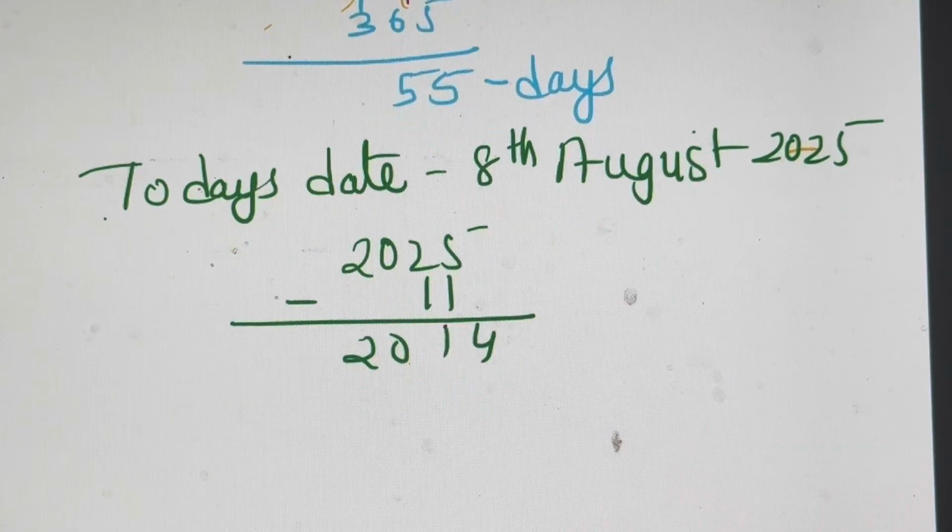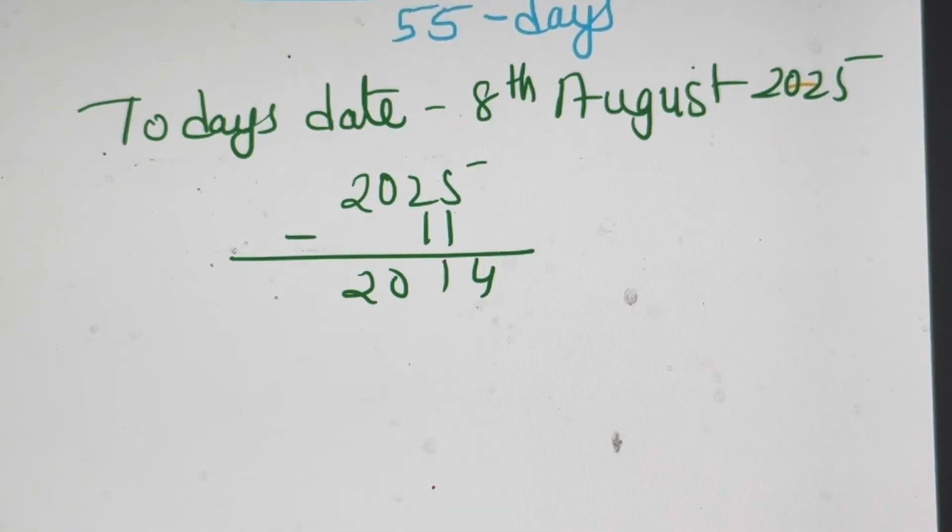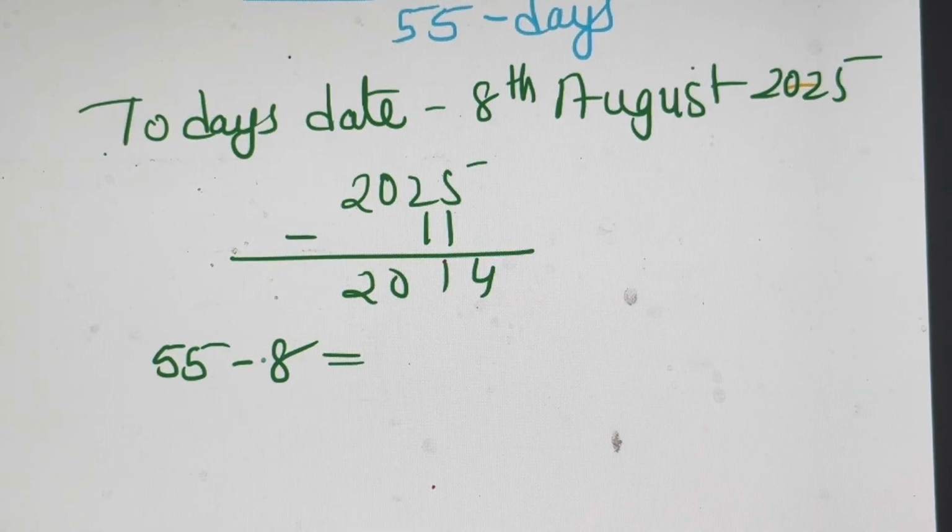We want to find the date. Now, just see which date it is, August 8th. 11 years we have subtracted. Now we have 55 days. So from that 55 days, we subtract these 8 days of August so that we reach July. So 55 minus 8, if you do, you get 47 days left with us. This is August. You can write in short to remember.